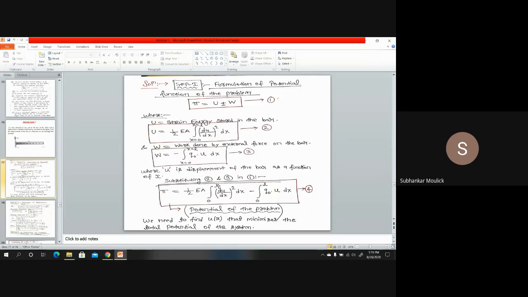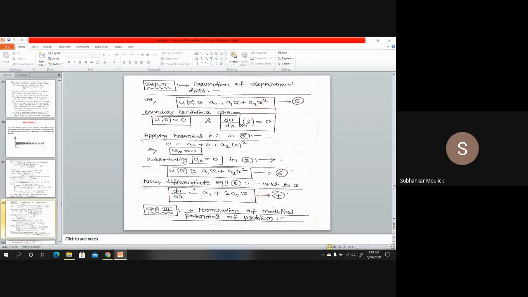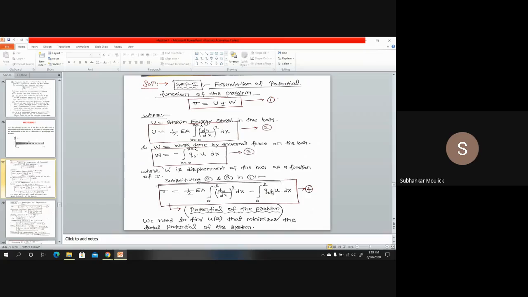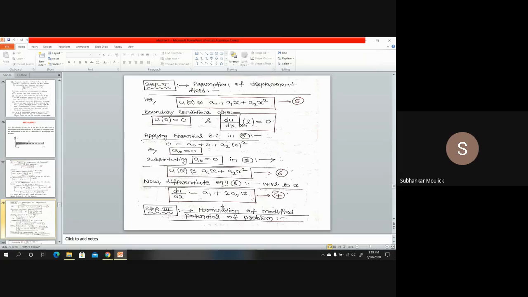So in place of du over dx, you have to put this value, that is, a1 plus 2a2 into x, and in place of u you have to put the modified assumed displacement field, that is, a1x plus a2x square. I guess we solved this problem in the last class till equation number 7. If anyone can respond. Yes, sir. Okay.